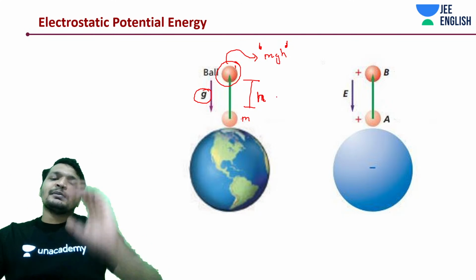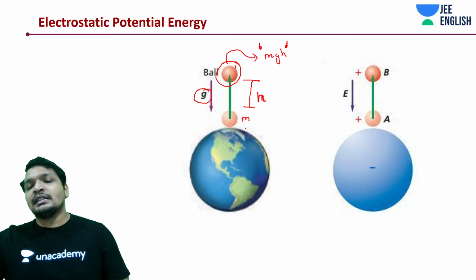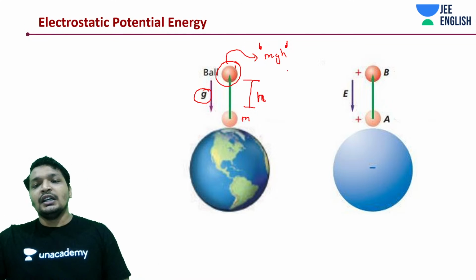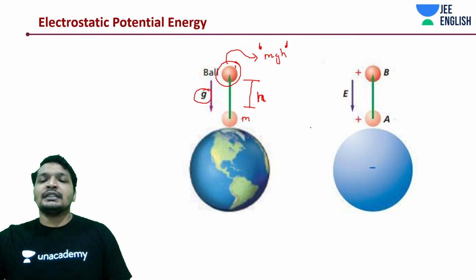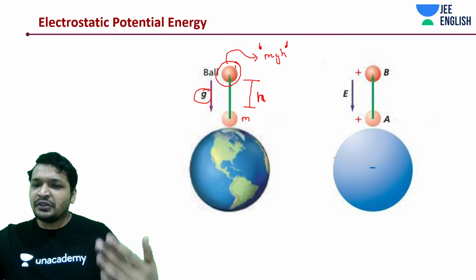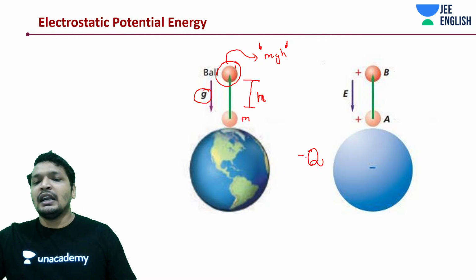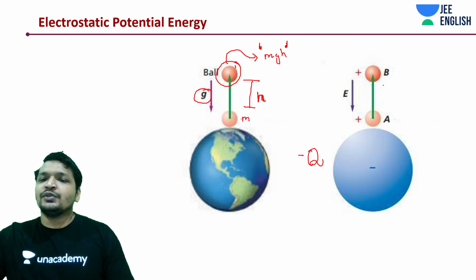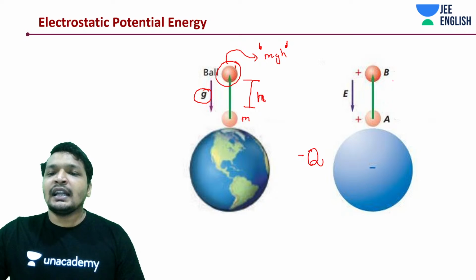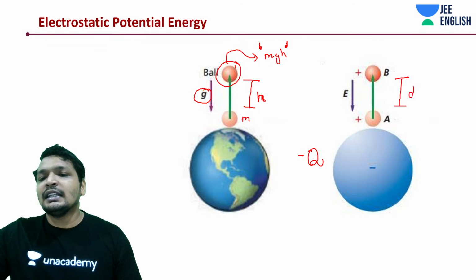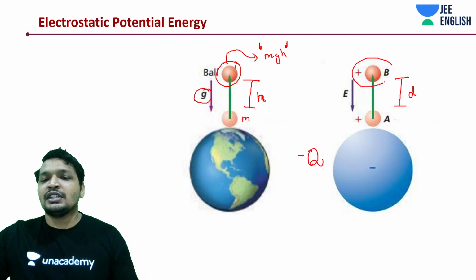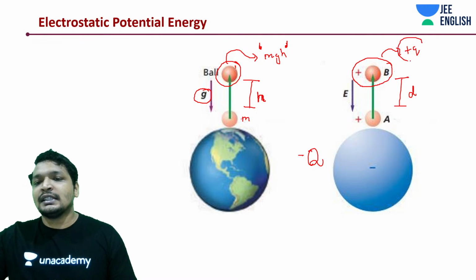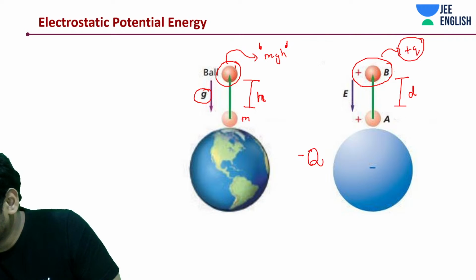So yes, let's say a ball has been lifted by a height h and it has a mass m. Then we say that this ball now has a potential energy of mgh. In the same way, let's say there is a negative charge, capital minus q, and now you have lifted a positive charge from near that surface to a certain height, or a certain distance. Then this charged positive ball has also attained some potential. It's just an analogy. We'll understand the perfect definition of it.